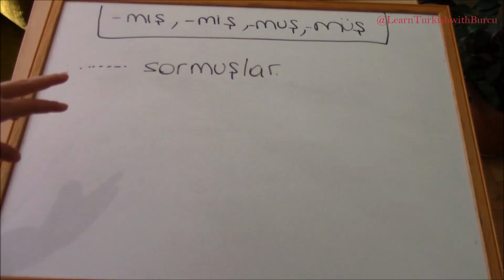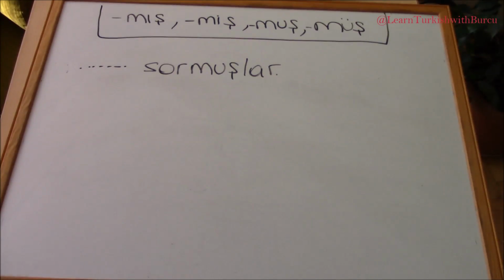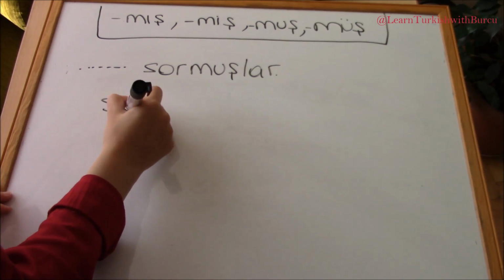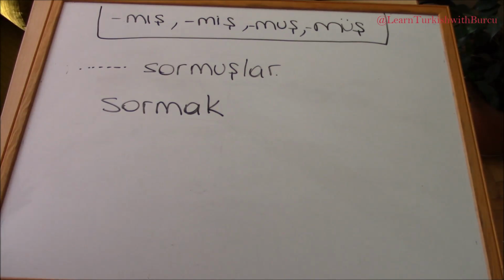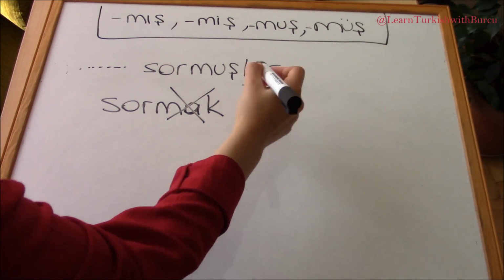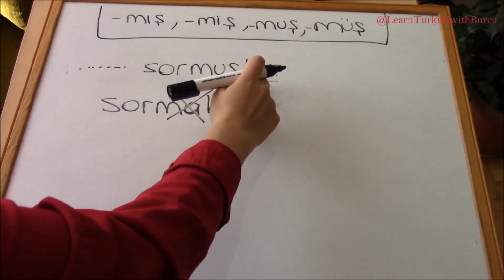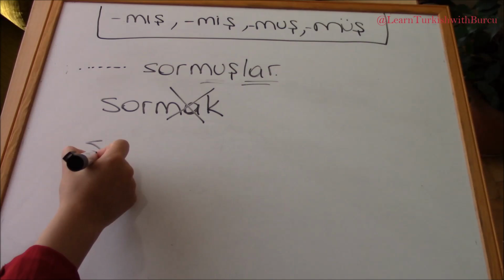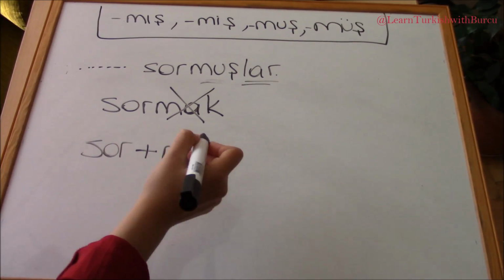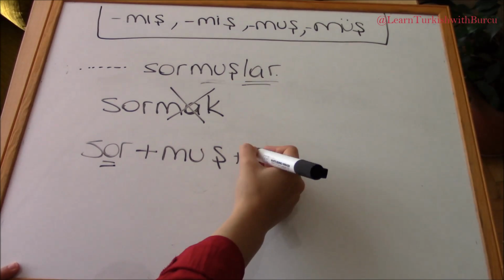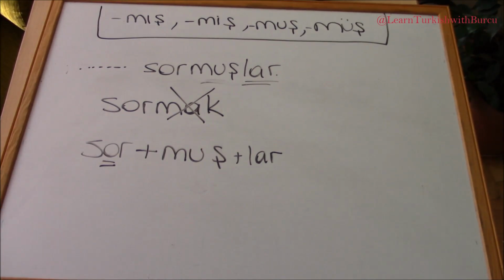Okay, let's see another example. I didn't write the whole sentence. I just wrote the word sormuşlar, which means they asked. Okay? Our verb is sormak, to ask. And we remove our infinitive suffix. By the way, lar is a personal suffix for plural, onlar, they. I'm not going to go into detail with this one too. We will see our muş suffix. We add muş. Why do we add it? Because of the last vowel o. Sormuş. And then we add our personal suffix. Sormuşlar. Okay?